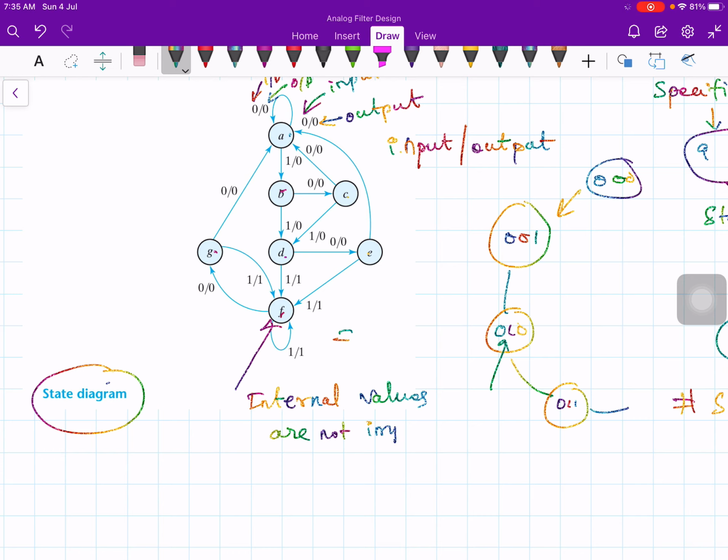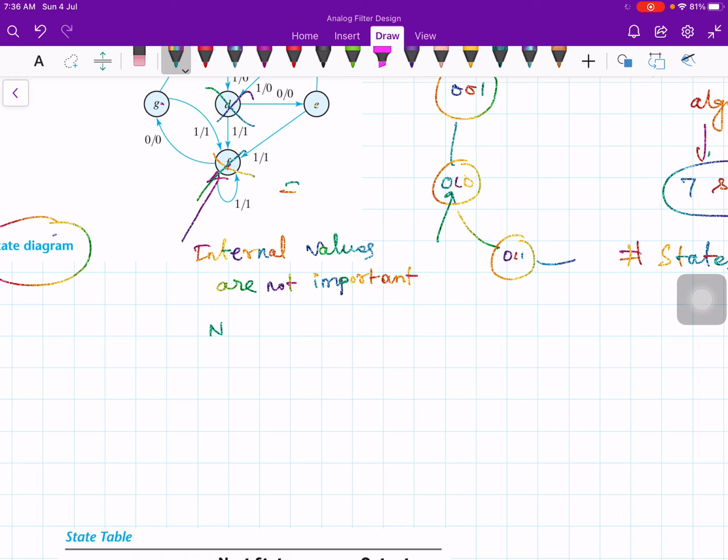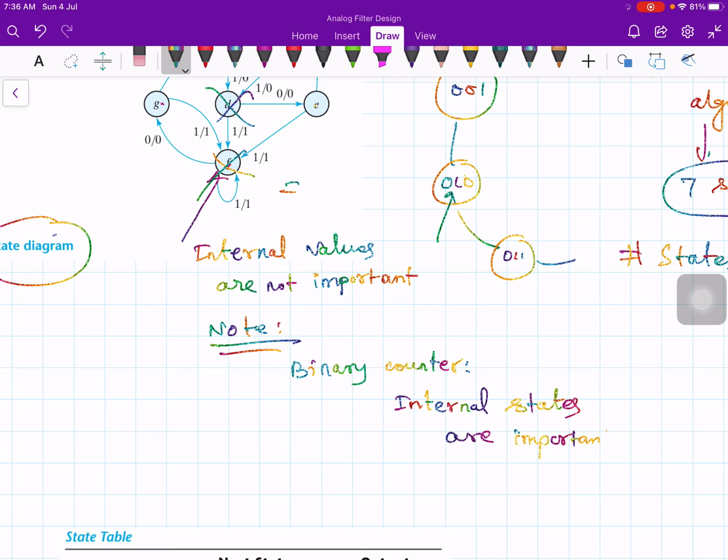What we want to consider is the input output behavior. We least bother about the internal states. That means we are trying to reduce the number of internal states. So somehow reduce this one, reduce this one, reduce that one. That is our primary motto. But on the other hand, when you take counters like the binary counter, their internal states are important. So this is an important point. Don't get confused. Later on we will discuss a counter called a binary counter. There the internal states are important, but here they are not important.